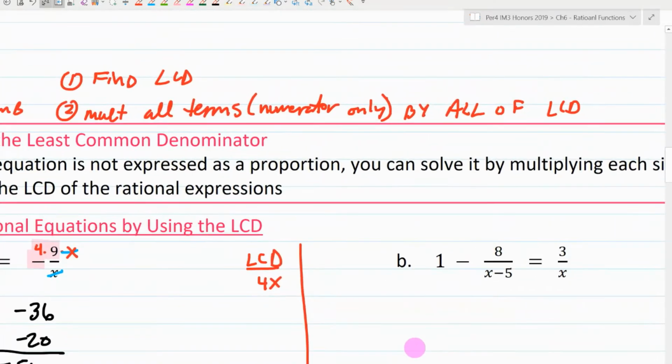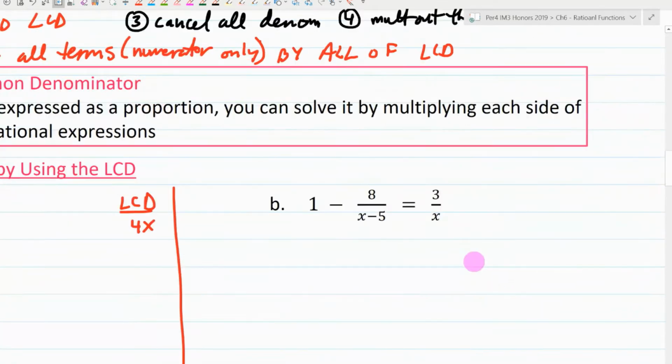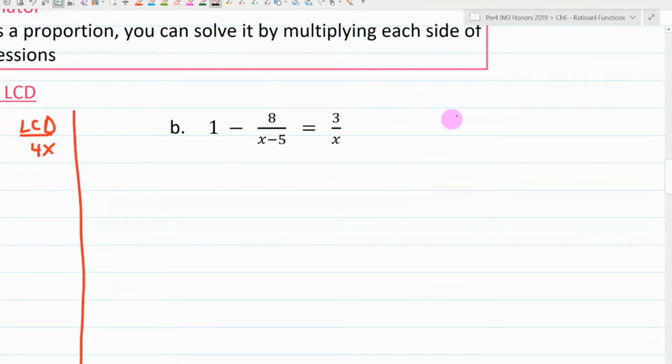And then I'll put some extra steps. So step 3 would be cancel all denominators and multiply out the rest. And then solve. All right, for the second one, I'm going to go ahead and give you the LCD, and then you guys can go ahead and do it.